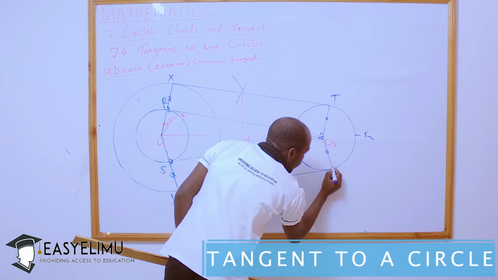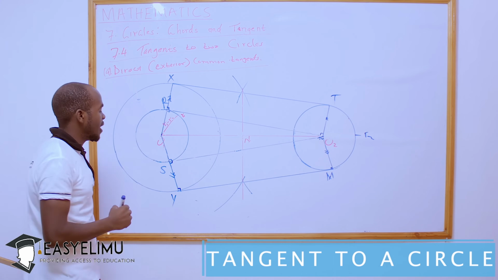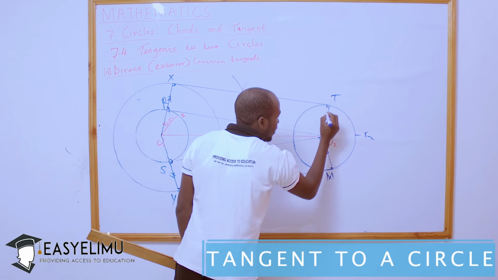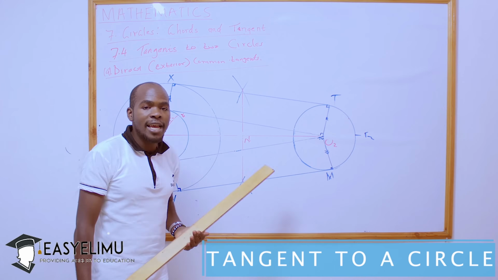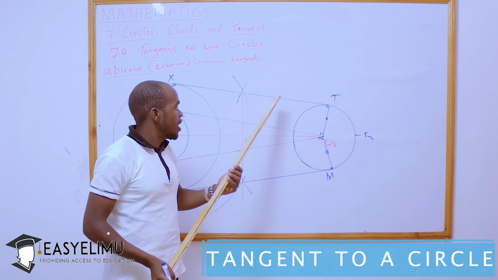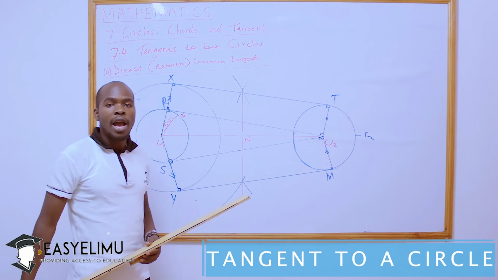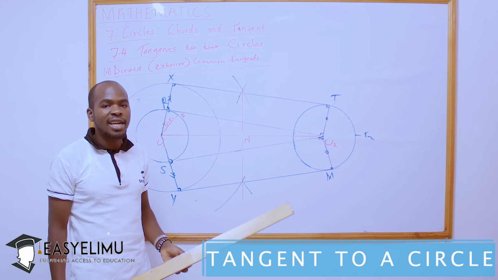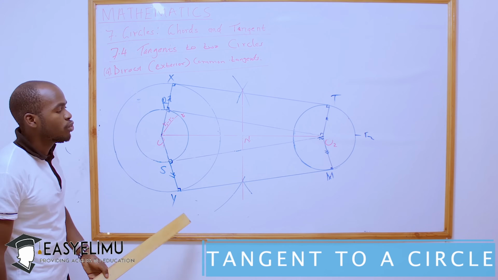And then at this angle, if you measure this angle, you are going to get that angle is 90 degrees. This one here is 90 degrees. The same applies to this one, it is 90 degrees. And here is 90 degrees. So meaning that whatever we have drawn is a tangent to this circle here, and also this. This line XT and line YM is what we refer to as direct common tangents or exterior common tangents. That is how we draw.